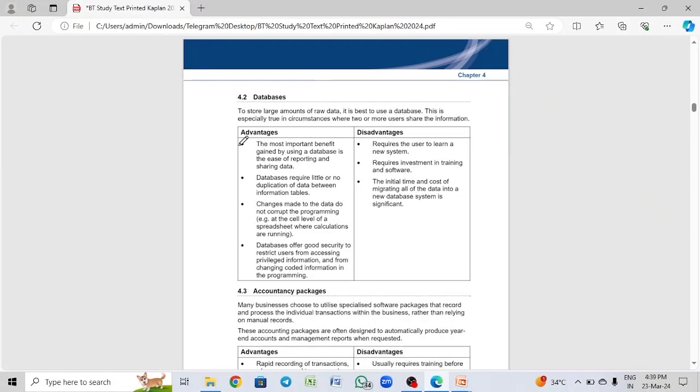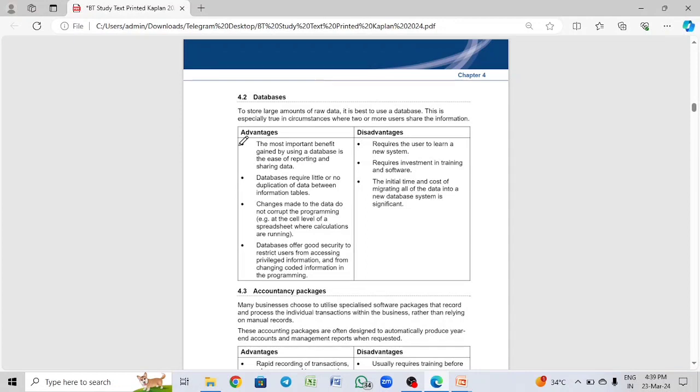Databases offer good security to restrict users from accessing privileged information and from changing coded information in the program, right? Now, what are the disadvantages? It requires users to learn a new system. Databases need a high level of knowledge to operate, right? No random person can go and access a database. A database requires prior knowledge.